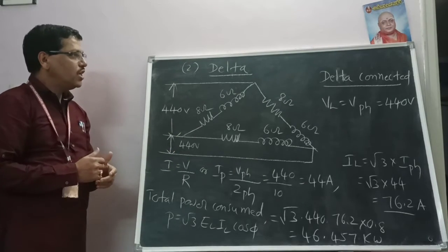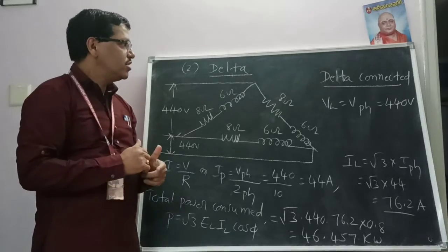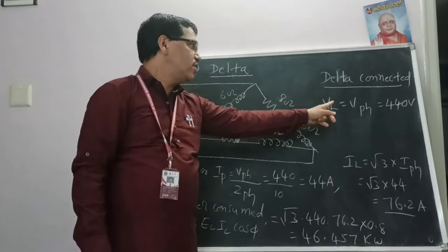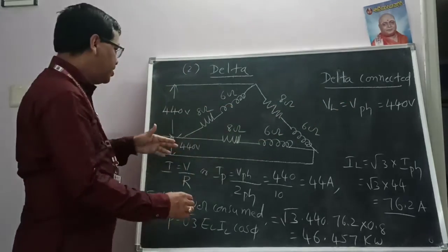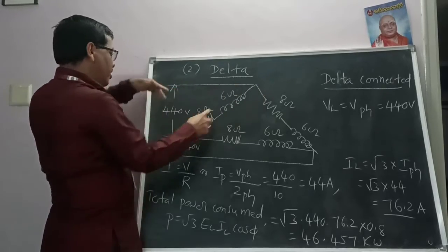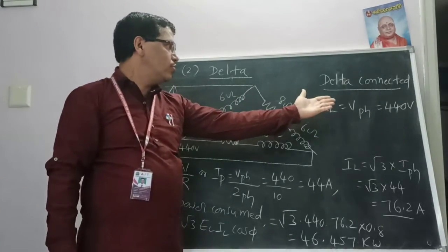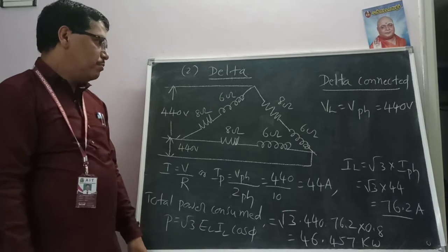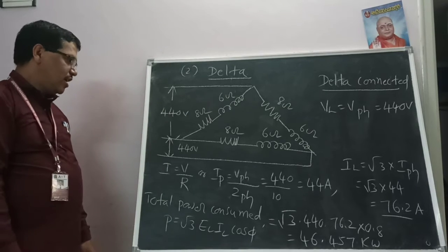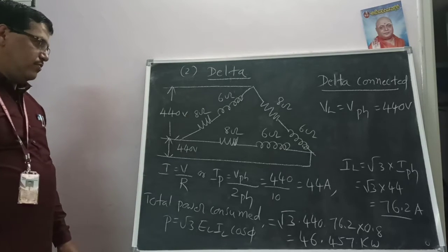So we know the delta relations. In delta, the line voltage and phase voltage remain the same. You can check this phase voltage, that is also the same, and this line voltage is also the same as given. VL is equal to V phase, 440 volts. But the equation becomes different in the case of current values.